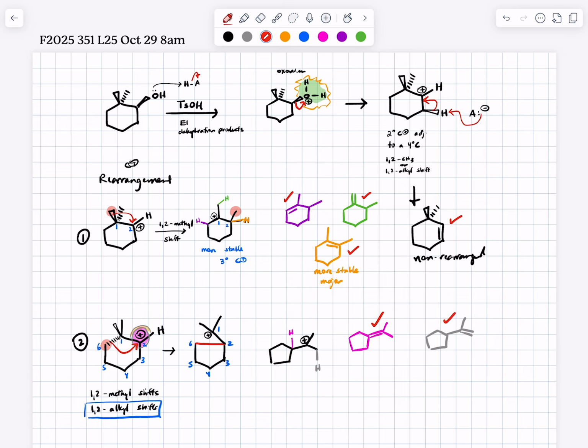And I'm not going to expect you to tell me whether the rearranged products are present more than the non-rearranged products. I'm not going to expect you to tell me whether products from this alkyl shift are more present than products from this methyl shift. If you had to choose which alkenes you thought would be major, you would choose the ones that are most substituted. I've got 2 tetrasubstituted alkenes. So I suppose if you had to pick a winner, that would be a decent one. But in any case, you would draw all of these as products.